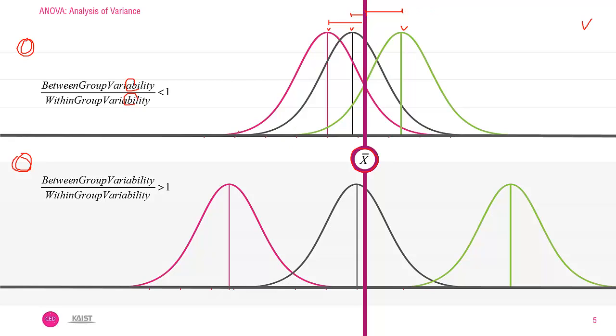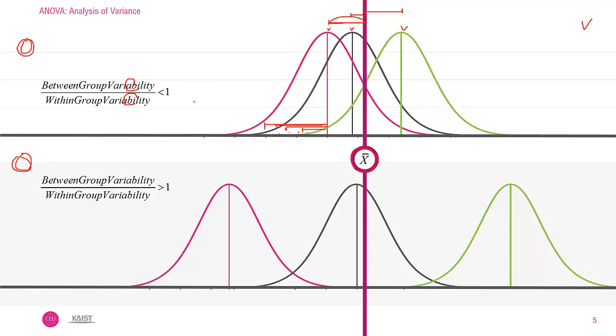So each score in the pink data set, the distance between each score and the mean, and what I'm drawing, is larger than this, for instance. On the contrary, in the lower chart, pink, gray, and green distributions are more widely separated. The variability within each data set, so within each group, is smaller than the variability between the groups.